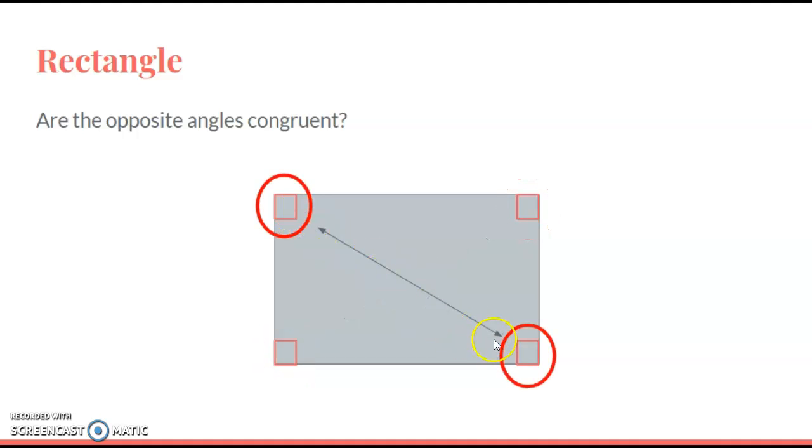What about the other pair of opposite angles, the top left and the bottom right? Well, these again are both right angles, so they are in fact congruent. So the answer to the question, are the opposite angles congruent, is yes. And in our first section, when we talked about just parallelograms, we said if a shape had a property of a parallelogram, that makes it a parallelogram. So because a rectangle happens to have a property of a parallelogram, that makes it a parallelogram.